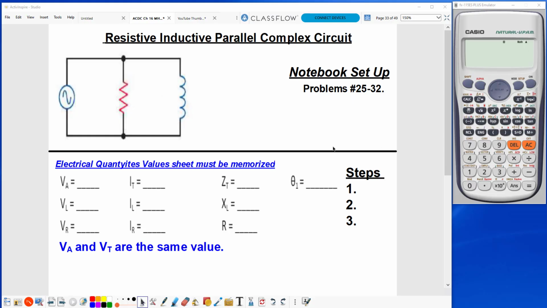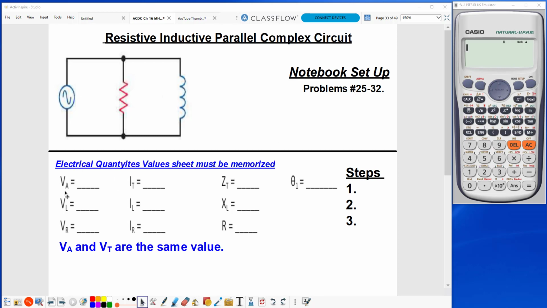Let's begin by taking a good look at how we're going to set our notebook up. So first here we see the circuit. It's a parallel circuit with a resistor and an inductor, AC voltage, and this is the way that you would set your notebook up for problems 25 through 32.